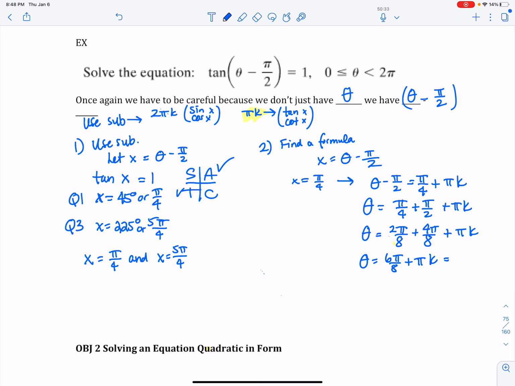So 6 pi over 8 reduces down to 3 pi over 4. And I'm just going to make sure I did that right. So 2 goes into 6 3 times, and 2 goes into 8 4 times. And then we have plus pi k. So let's write that out. This is going to be formula number 1. Theta equals 3 pi over 4 plus pi k. Okay, I have to find formula number 2.